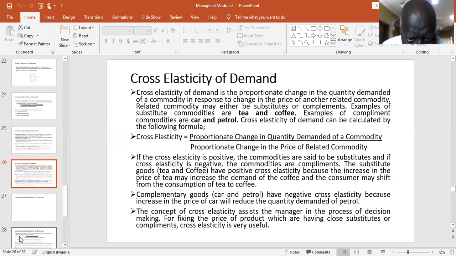The concept of cross elasticity assists the manager in the process of decision making for fixing the price of a product which have close substitute or complements. Cross elasticity is very useful. So we're not discussing this just because of the concept, we're trying because of the relevance to managerial decision.